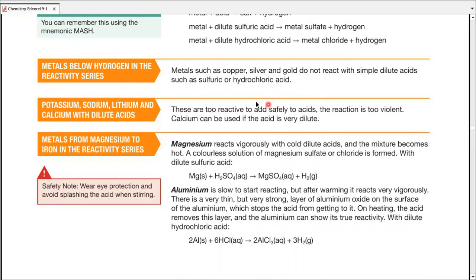Okay. Potassium, sodium, lithium, and calcium, the most reactive metals on the reactivity series, are too reactive to add safely to acid. The reaction is too violent. Calcium can be used if the acid is very dilute, but you cannot use the others even with dilute acids. You cannot even think about using them with concentrated acids since the reaction is too violent.